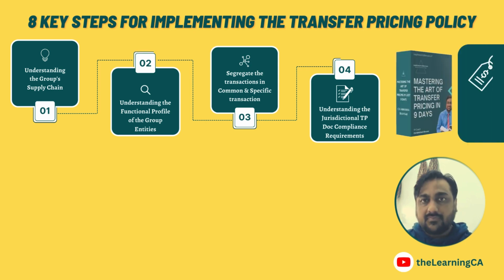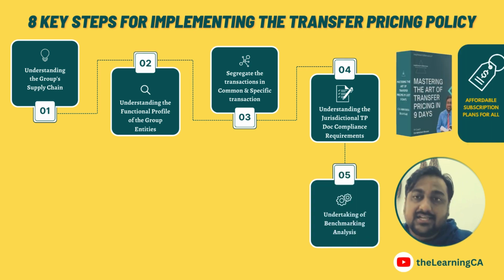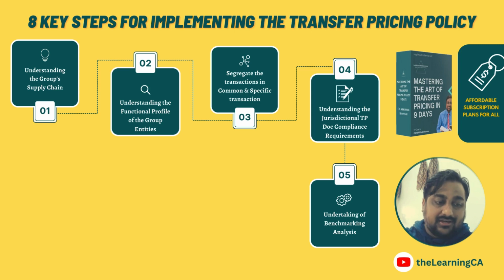Now, after that, what do you do in step 5? In step 5 you undertake a thorough benchmarking analysis where you understand the methods which are applicable, where you crystallize also on the functional profile, and then appropriately you can undertake the entire benchmarking analysis, and you have to document that benchmarking analysis for the common transactions as also for the specific transactions. So that becomes your step number 5.